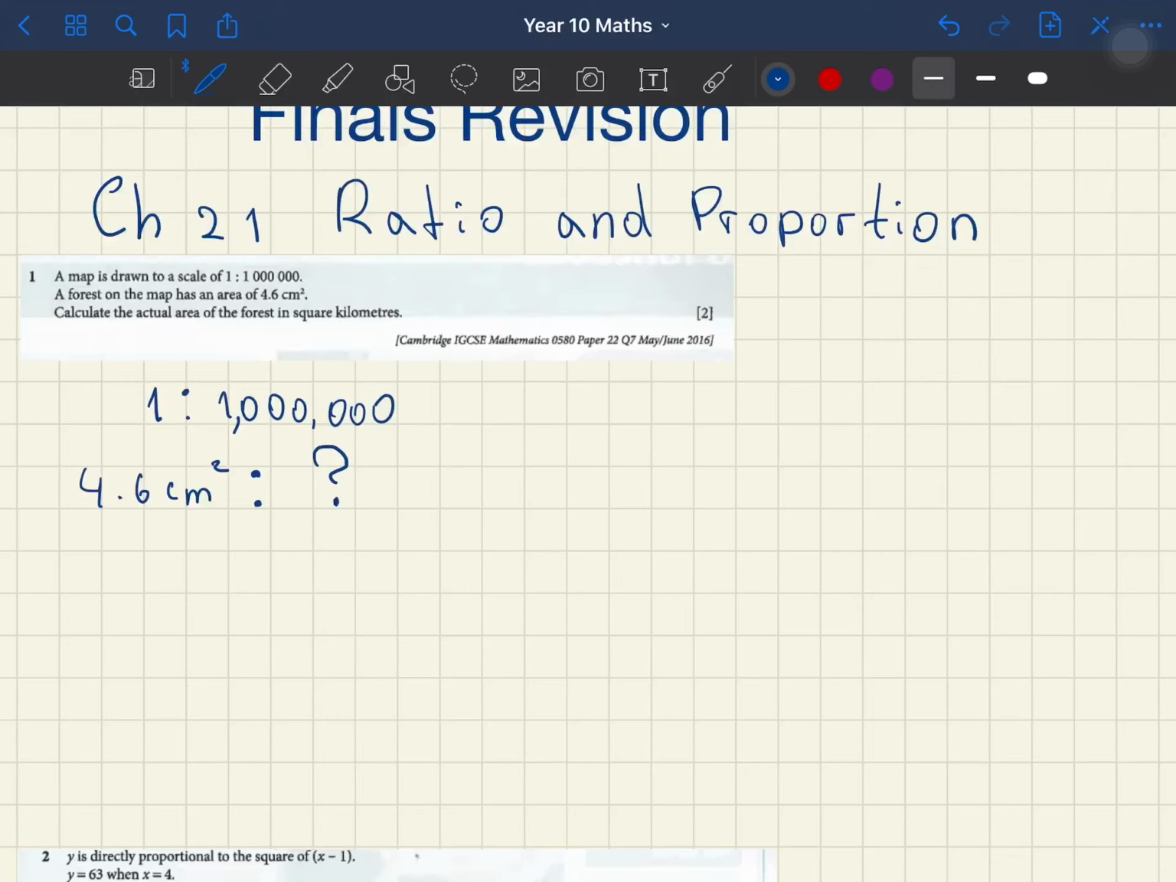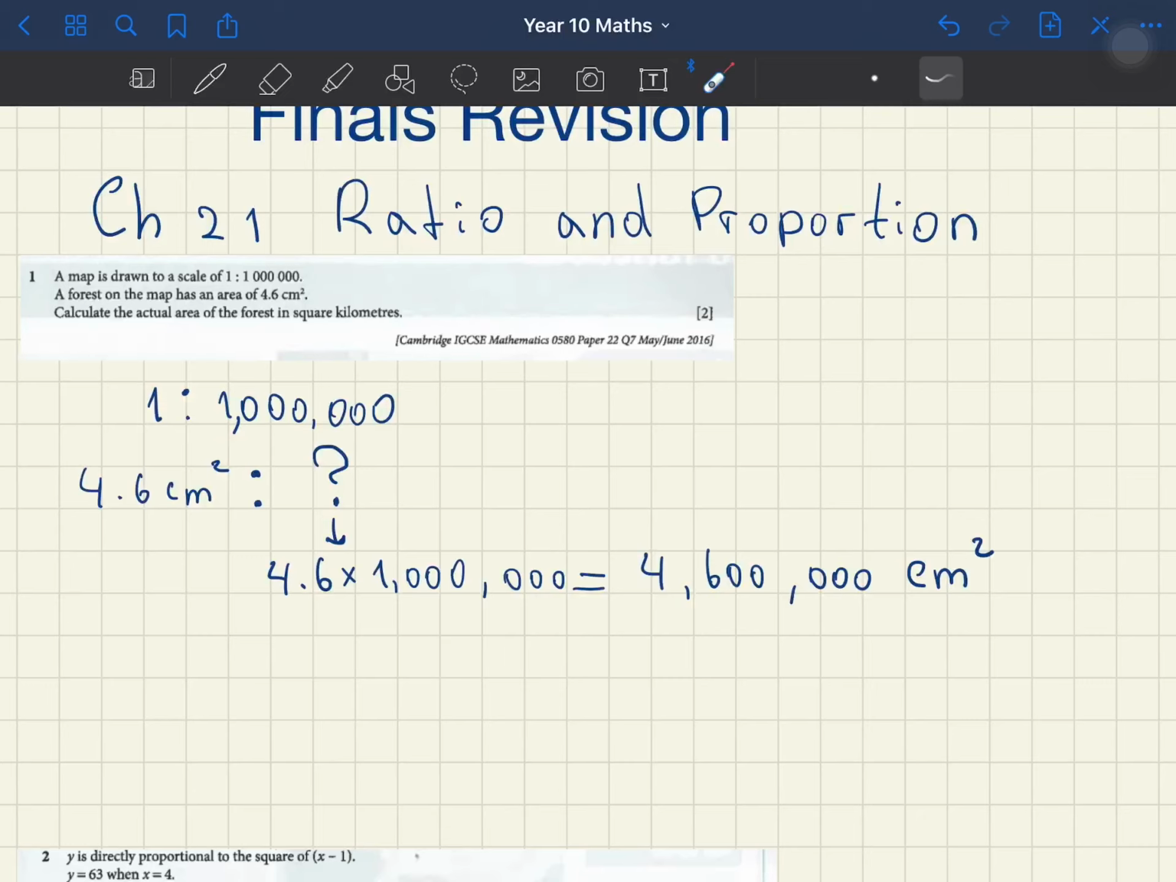We don't know what this something is, but we can find it. If the scale is 1 to 1 million, it means that 4.6 centimeters squared would have to be multiplied by a million. So 4.6 times 1 million would be equal to 4,600,000 centimeters squared. But then again, calculate the area in square kilometers.